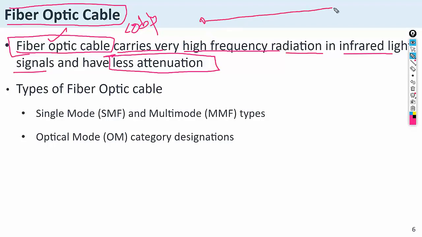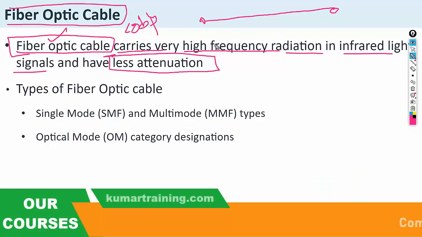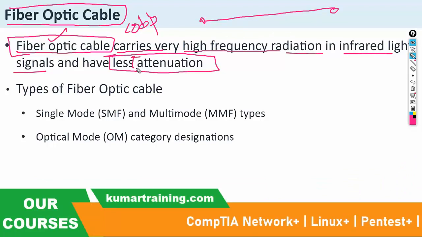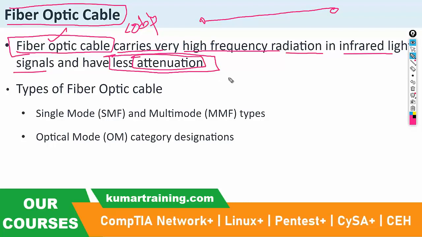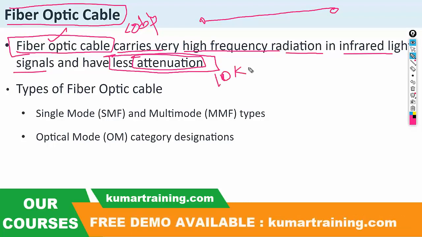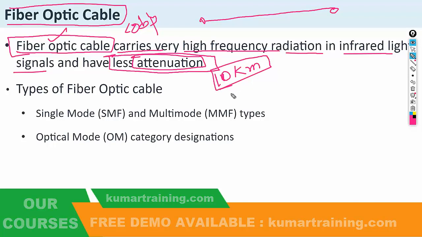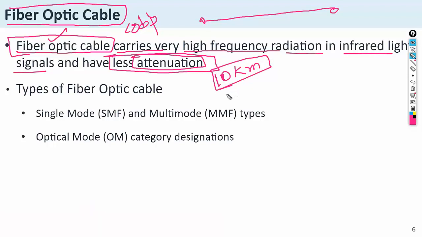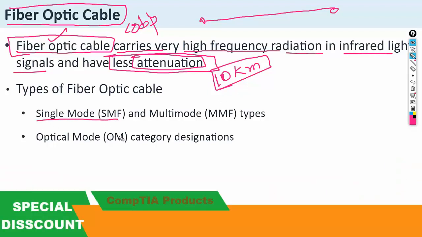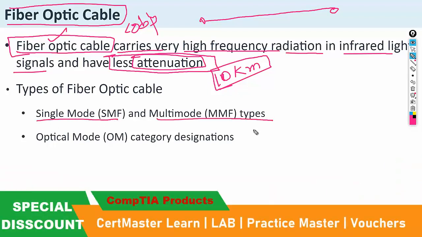light can travel a long distance without attenuation. That is the reason fiber cables are used for 10 kilometers. If you want to send data 10 kilometers, you can use fiber optical cable. There are two types of fiber optical cable. One is single mode fiber optical cable, another is multi mode.